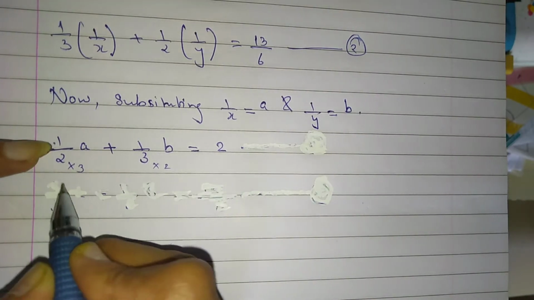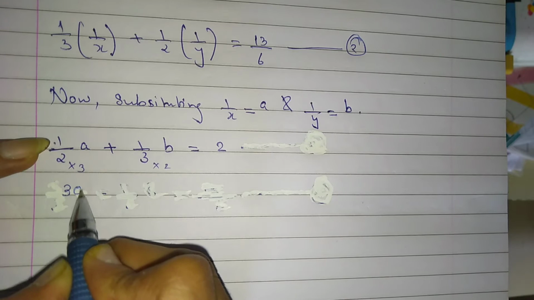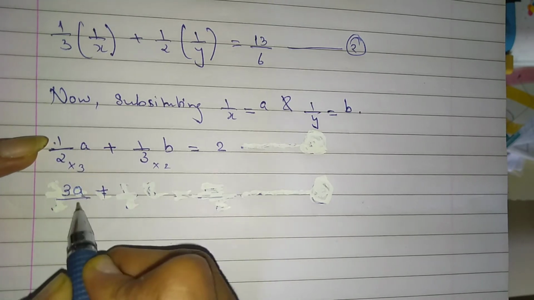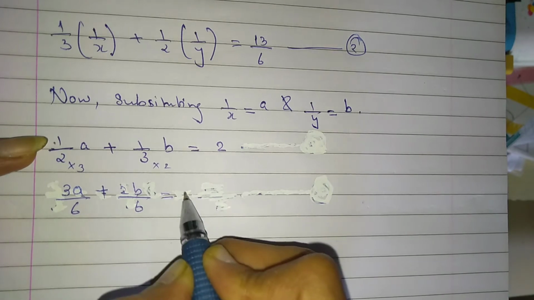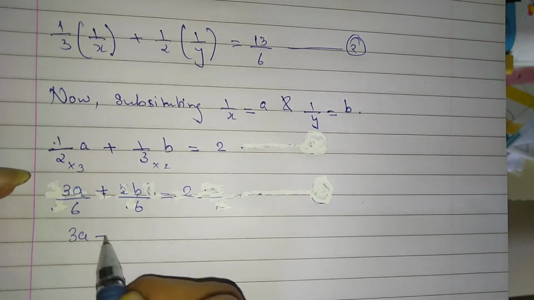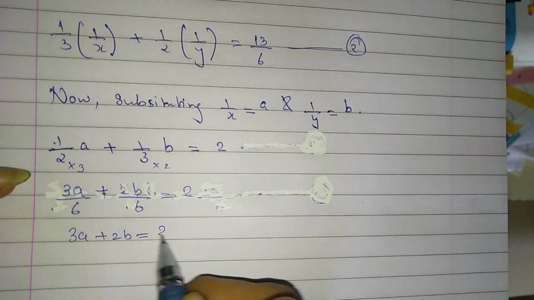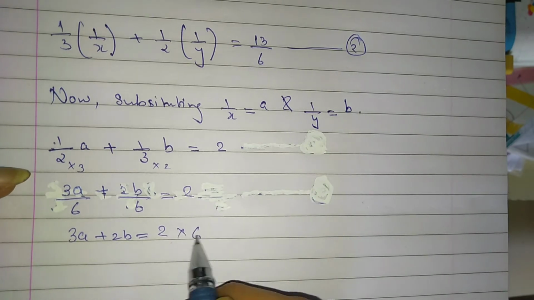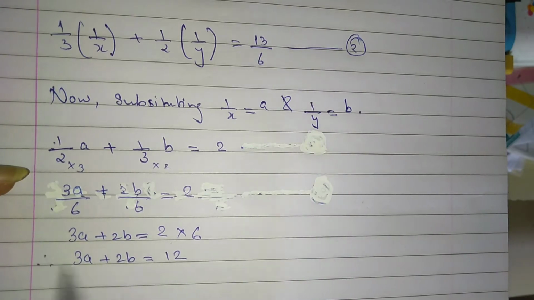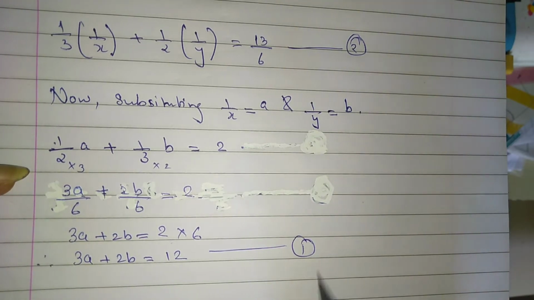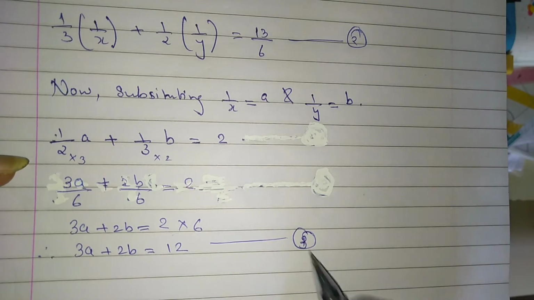Now 3a plus upon 6 plus 2b upon 6 equal to 2. So 3a plus 2b equal to 2 into 6. So 3a plus 2b equal to 12. Therefore it is the third equation.